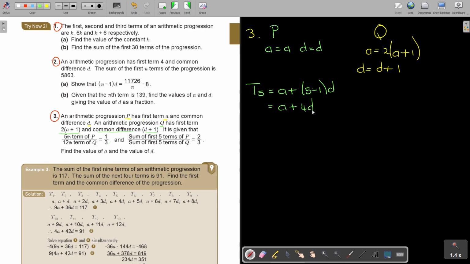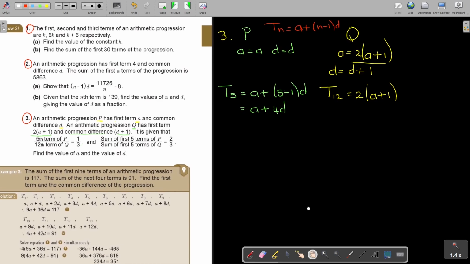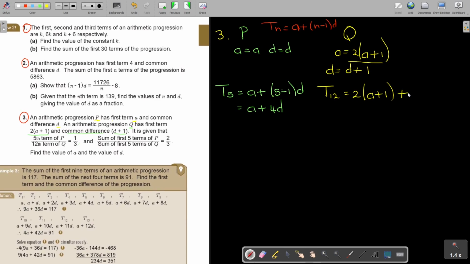Then we go for the 12th term of Q. So T12 equals A. Remember, let's put the correct A in. This is now A, so it's 2(A plus 1). Remember the formula, let me write it down here: Tn equals A plus (n minus 1)D, or D(n minus 1), doesn't matter. Plus D and then n. Don't forget that D. Let's write it in.